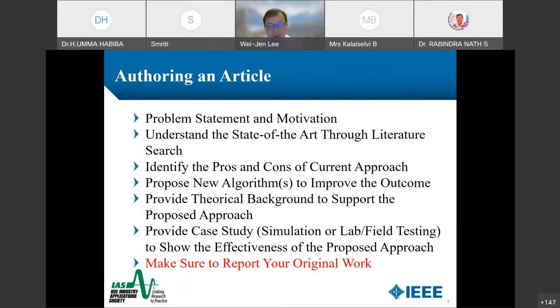And then, of course, when you write an article, make sure to report your original work. There are some exceptions, such as survey papers, which summarize other people's work and don't put in their own work. So this is an exception when you write a paper.